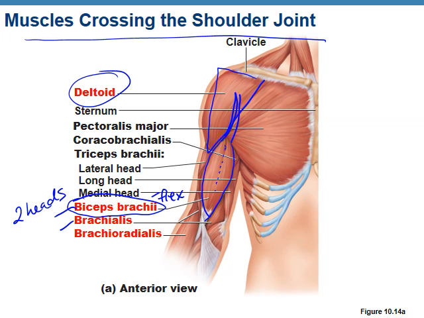Next we have brachialis. Brachialis is going to be deep to the biceps brachii. Brachialis is going to be used if you're doing pull-ups, so your palm isn't facing you, but the back of your hand is facing you.